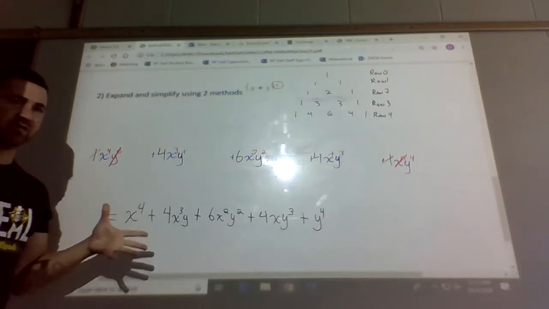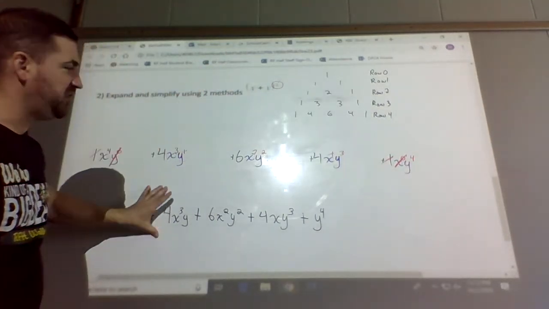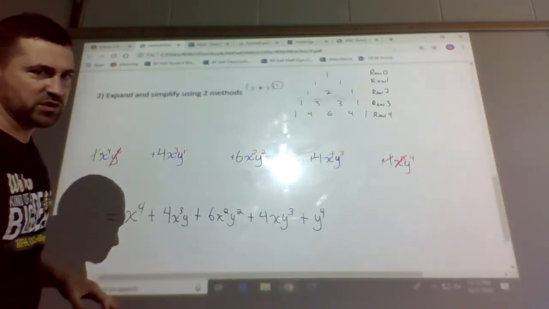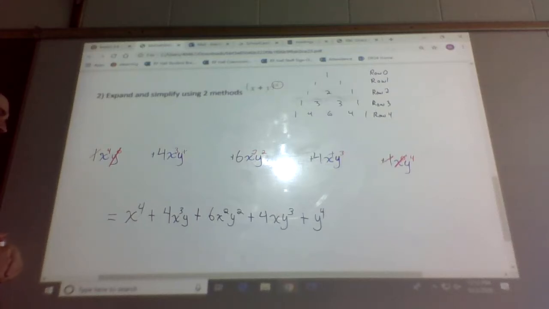Okay, and then that is your final answer. So to go from this to our expanded form, it only takes 2 steps, which is much easier than actually expanding the long way.